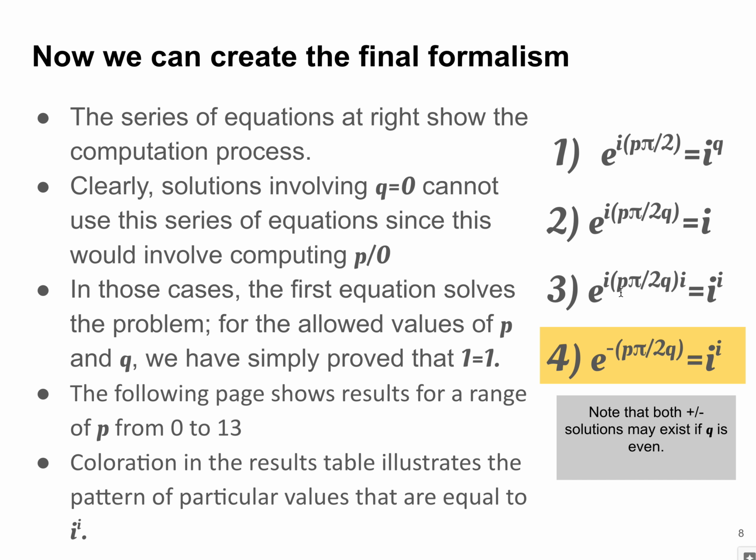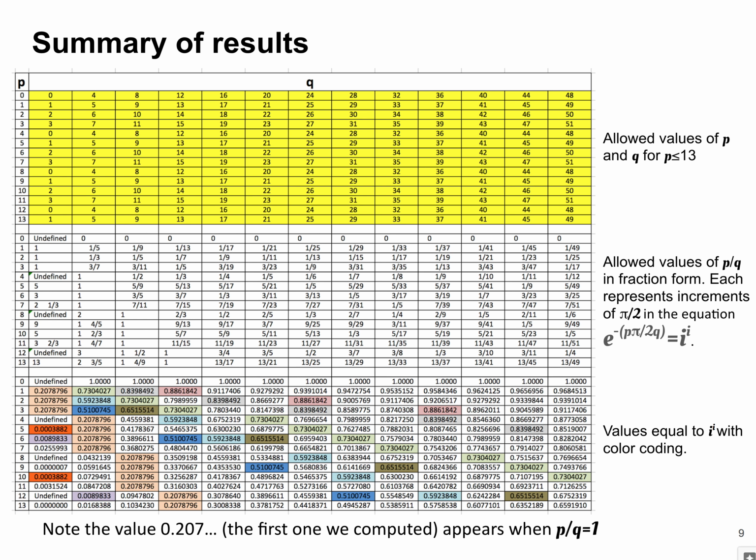And then here in the yellow box we have e to the minus p pi over 2q equals i to the i. So any p and its corresponding allowed q satisfies this equation. So we're going to now document what that means. And so here's a messy table. But here are values of p from 1 to 13. And here are the corresponding allowed values of q.